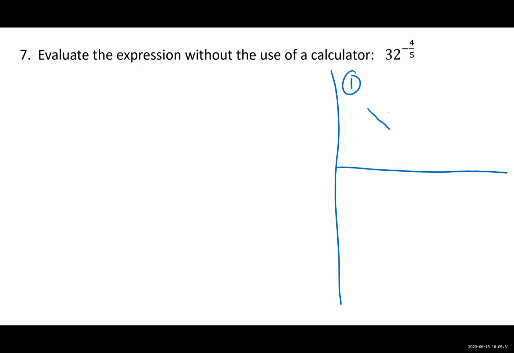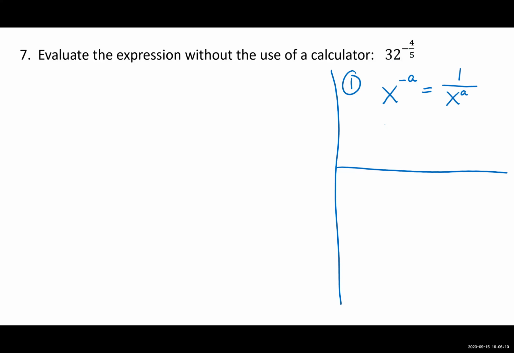So anything, let's say x can be anything, right? X raised to the negative a. So in this case, the x is the 32 and the a is the 4/5. So something raised to the negative something is equal to 1 over, it's the reciprocal. So the negative exponent means reciprocal. So that's x to the negative a is 1 over x to the power of a.